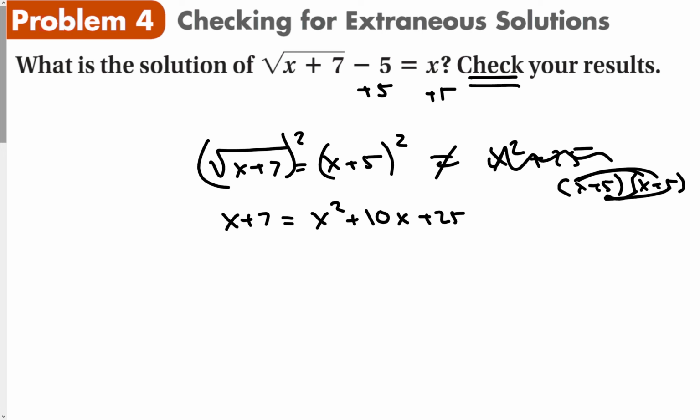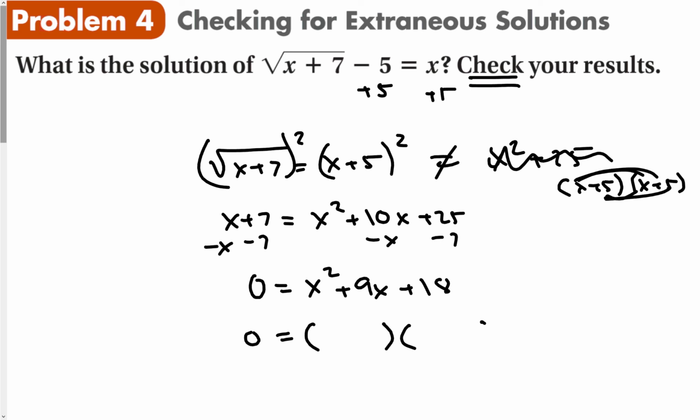I got the radical to go away. I got the square root to go away. Now I see that I have an x squared, which means I have a quadratic, which means that I should set it equal to 0. Subtract 7 from both sides. Subtract x from both sides. And so we have 0 is equal to x squared plus 9x plus 18. And we can factor this and use the zero product property.